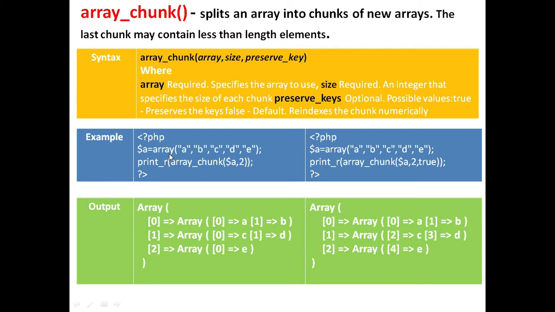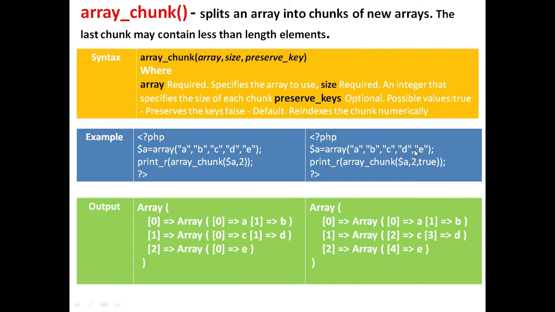Here I defined an array with values a, b, c, d, e, and here I use the array_chunk function with size 2. It will print the chunks of the array, where the first element contains the first two elements, that is a and b. The second row contains the next two elements, that is c and d, and the last contains only e. Since here we have not used preserve_key, it will reindex the values.